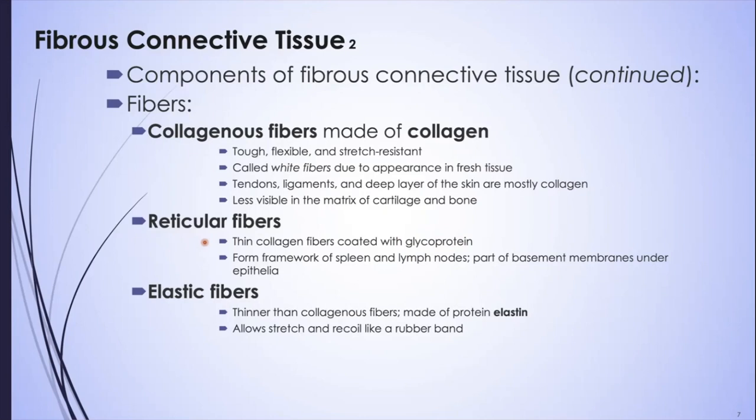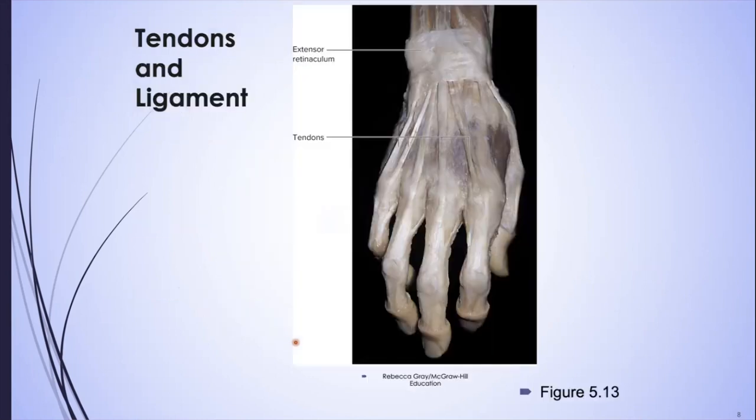Last is going to be your elastic fibers. Your elastic fibers are even thinner. They're thinner than the collagenous fibers. They're going to be made up out of, guess what? Elastin. So if you can imagine, if I tell you something is elastic, right away you think about a rubber band. You think about something that can stretch and recoil. And so that's exactly how we would describe your elastic fibers.